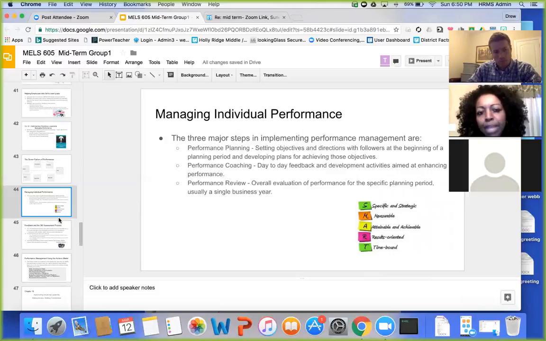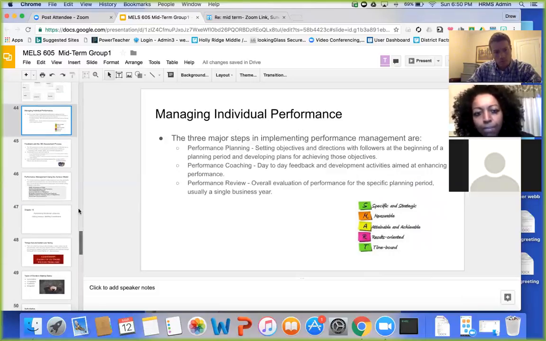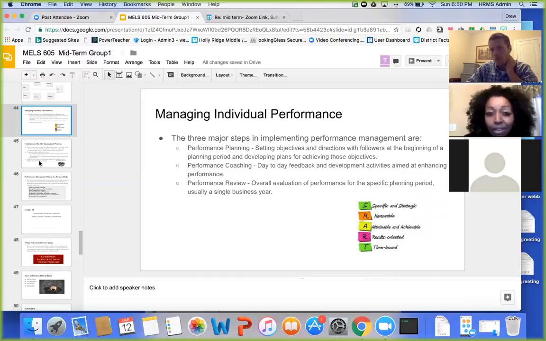Then managing the individual performance. The 3 major steps to implementing performance management are performance planning, so setting those objectives and directions with followers at the beginning of the planning period and developing throughout. And then performance coaching, the day-to-day feedback and development activities aimed at enhancing performance. And the last one, performance review, an overall evaluation of performance for a specific planning period.